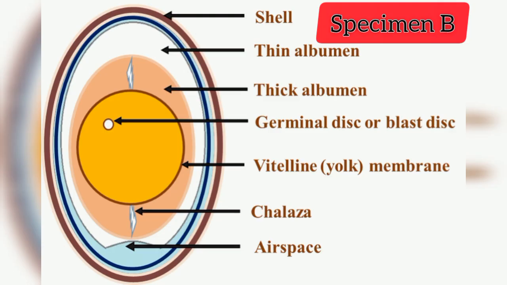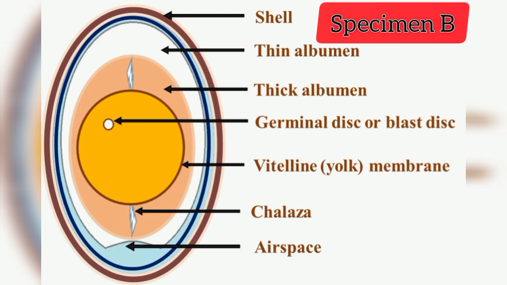We can see the shell, then we can see the thin albumen layer, then we have the thick albumen layer. As I said, the layer that is close to the shell is not as thick as the one that is at the middle. Then we have the yolk.